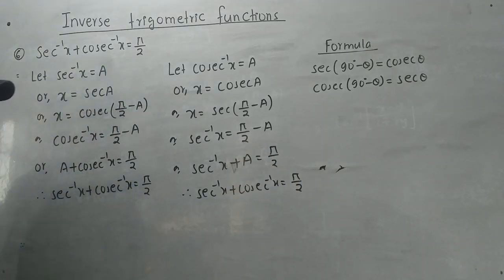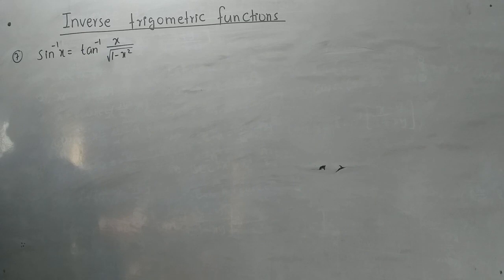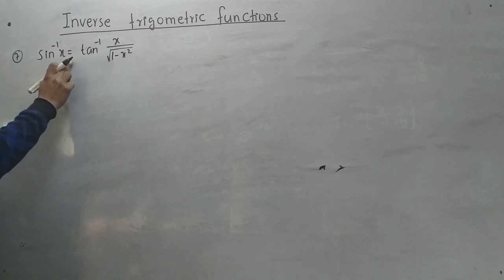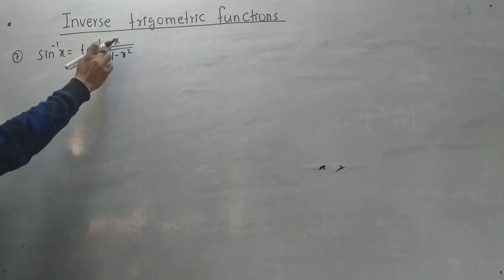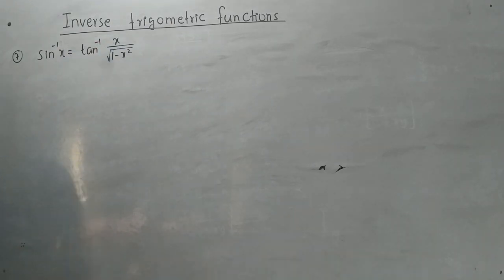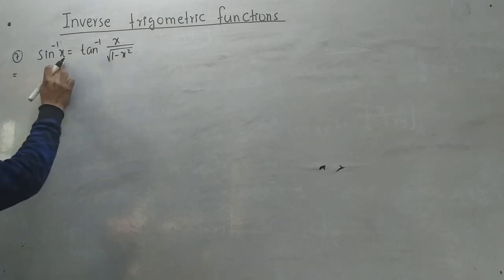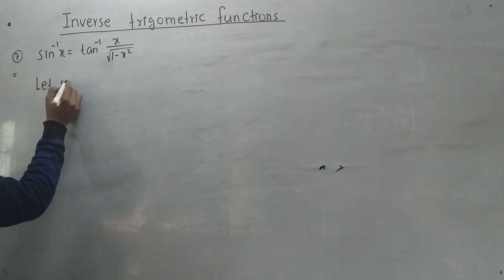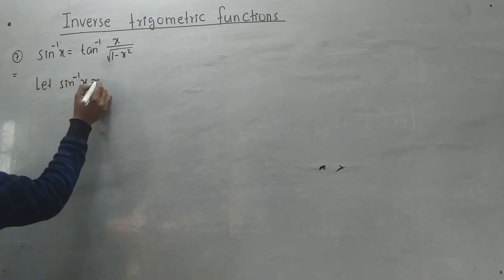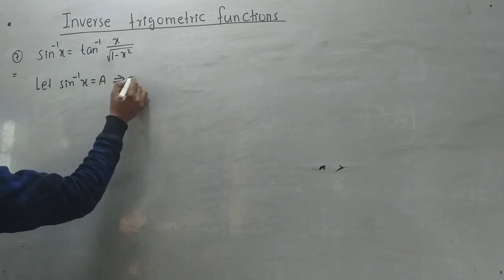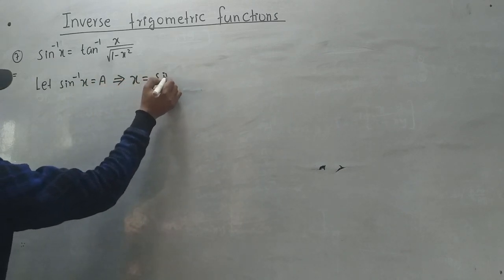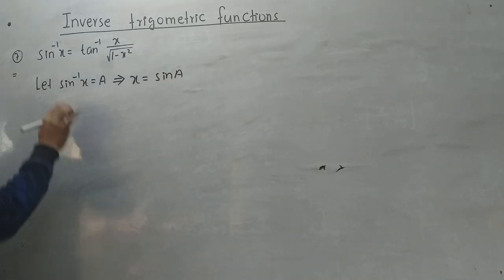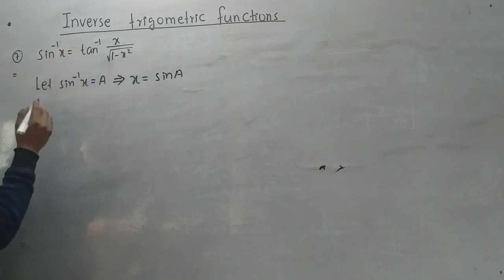So these are our basic formulas. Now sin inverse x equals tan inverse x divided by under root of 1 minus x square. So this is one of the important formulas here. Suppose that sin inverse x is A. Let sin inverse x equals angle A. It implies that x equals sin A. Now sin you have to convert in terms of tan.